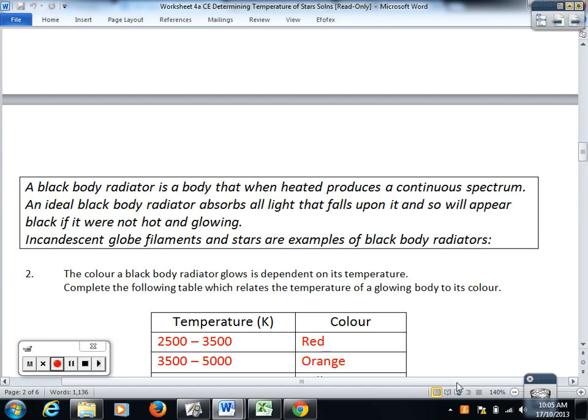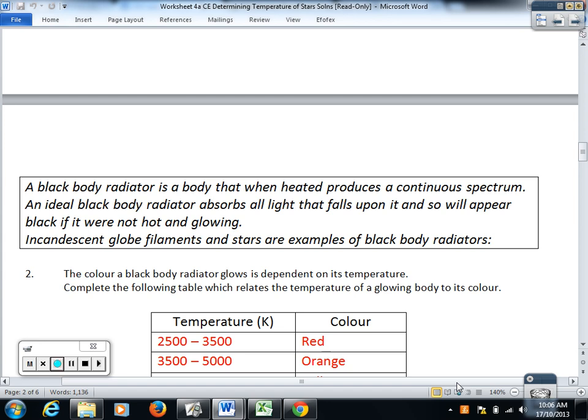But an ideal black body also is black. That means it absorbs all light that falls upon it. Okay? So a black body radiator is a body that creates a continuous spectrum. An ideal black body also, when cold, appears black. Okay? Now, our sun is a black body radiator. However, our sun can never be cold. But if it was, we could take all the heat out of our sun, it would just appear as a big black ball in space. Okay. It would absorb all light that falls upon it.